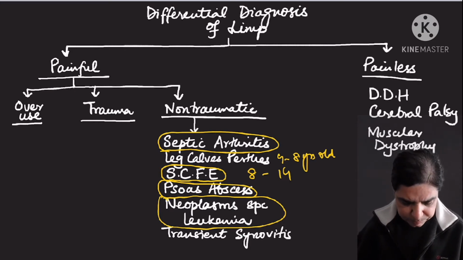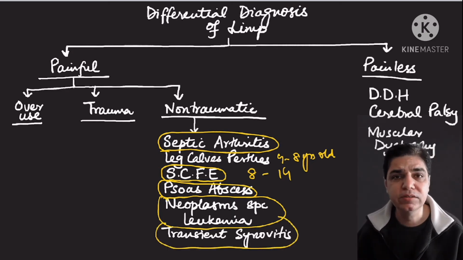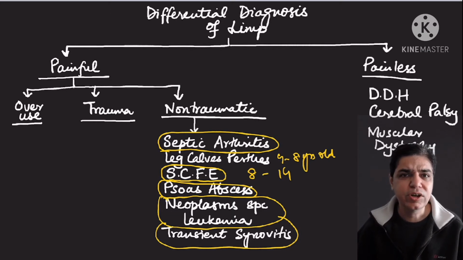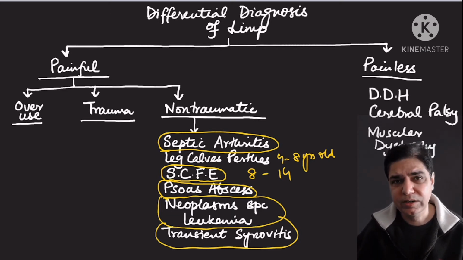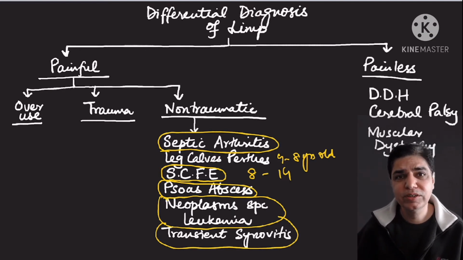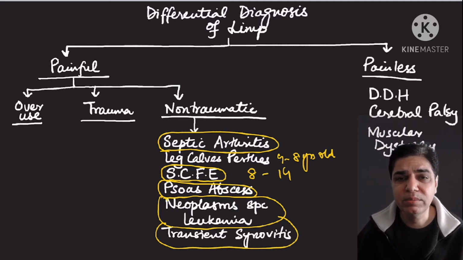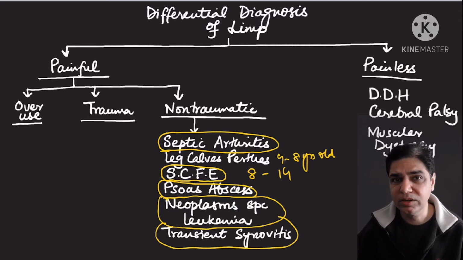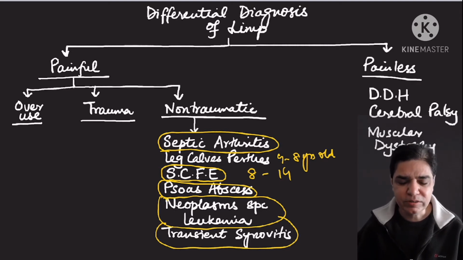So obviously you need to do a blood test to see whether there is anything that points in the direction of leukemia. And one of the most common causes in young children is transient synovitis. Usually the history is that the child had an upper respiratory tract infection, a very mild one, which settles on its own. But then one fine morning, the mother would say that the child woke up crying, and since morning he has not been able to weight bear on one side or the other. No history of trauma, and usually it's a baffling thing.